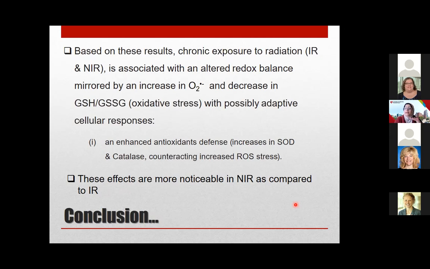However, we saw an adaptive cellular response, which is evidenced by an enhanced level in the antioxidant defense system, such as an increase in the SOD level, as well as an increase in the catalase level, in order to counteract the increased level of these ROS stress. Now, these effects have been shown to be more noticeable in the non-ionizing radiation as compared to the ionizing radiation.